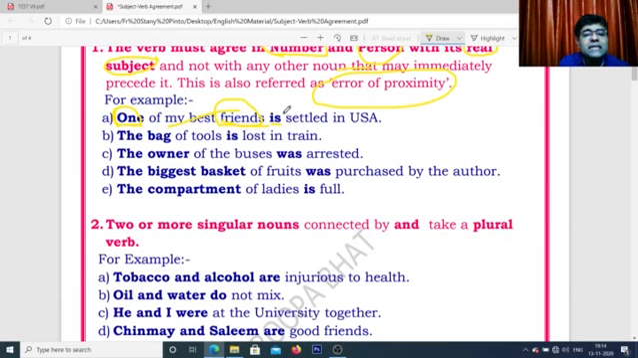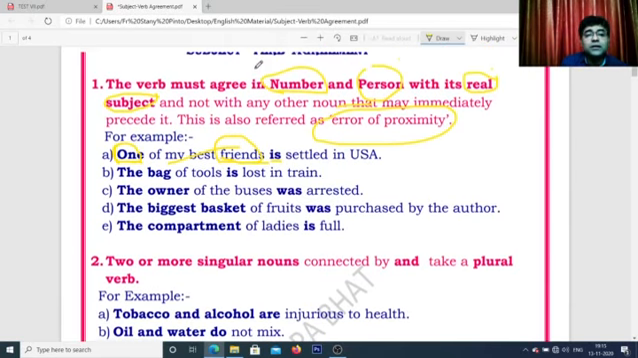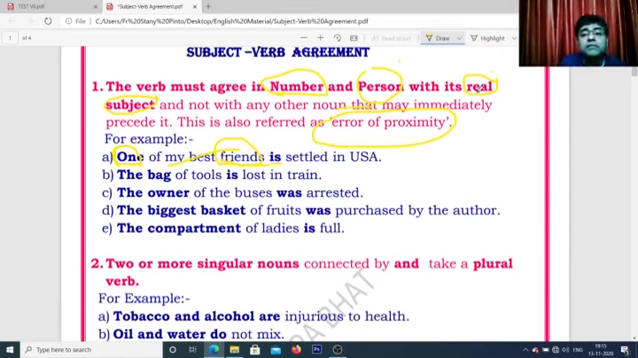So, one of my best friends is. According to friends, this should have been are, because if the subject is plural, the helping verb should also be plural. But we are not referring to friends, we are referring to one. This is what is meant here: the verb must agree in number and person with its real subject. The real subject of this sentence is not friends, but one friend. One friend is singular, hence the helping verb is also singular. So this helping verb, is, must agree with the number and person of the subject.